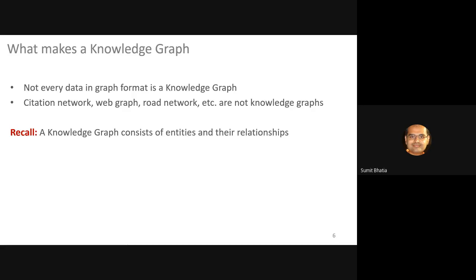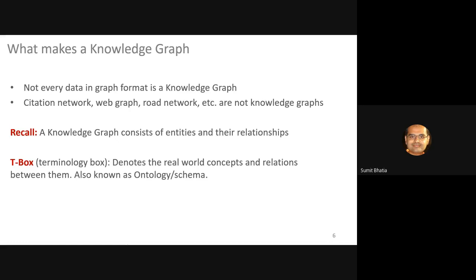So to answer that, let's just recall what exactly a knowledge graph is, right? So a knowledge graph is a representation of facts, and it consists of entities and their relationships. But there is another important concept behind a knowledge graph, which we always remember. There's this thing called a T box, or a terminology box. This terminology box essentially denotes the real world concepts and relationships between them. And in many cases, it is also known as the ontology or schema.